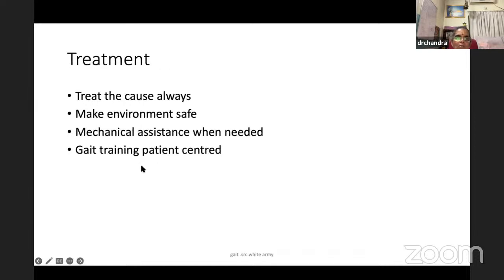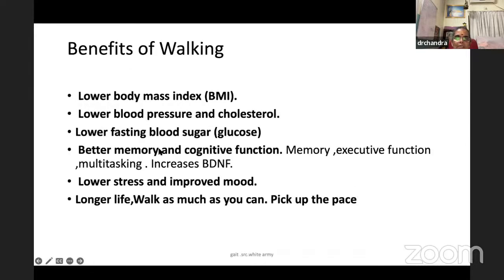Treatment: treat the cause always. Make the environment safe. If there is a person with a PSP syndrome, where there is no effective treatment, then make the environment safe with soft flooring, and do not put complicated objects in the areas where the patient is ambulant. Provide mechanical assistance when needed, and gait training, standard gait training.